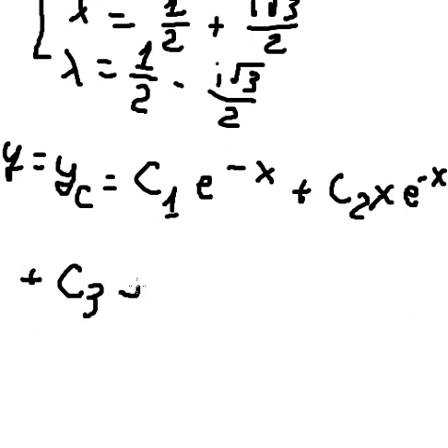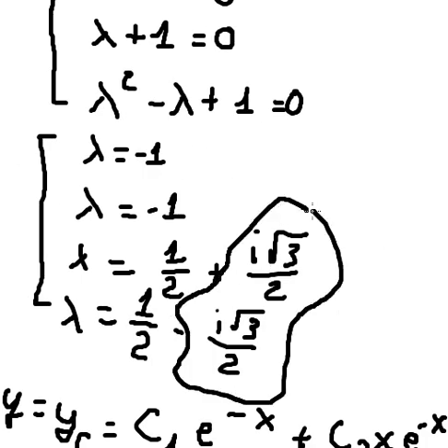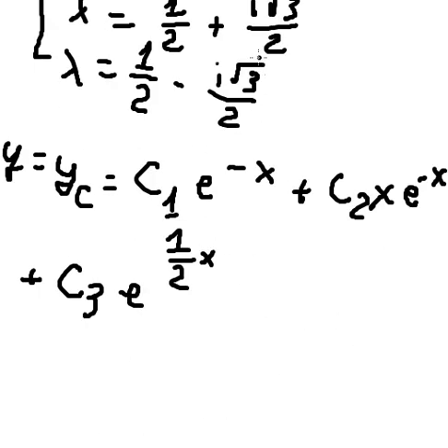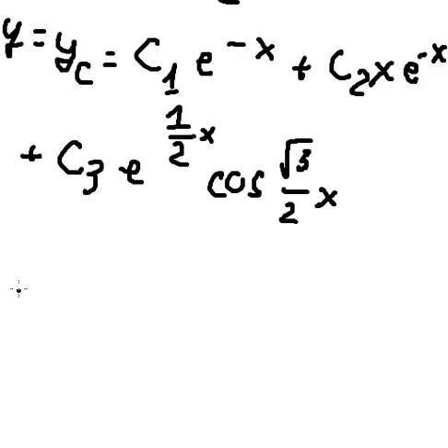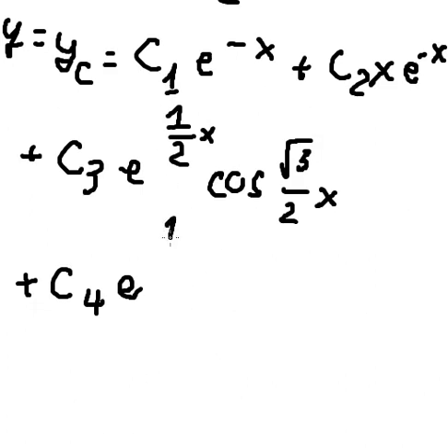And C number 3, e to the power of 1 over 2 s. So in this one we have the complex number in here, so this one we can transform into trigonometry. So that should be cosine of the square root of number 3 over number 2s. And the second one, C number 4, e to the power of 1 over 2 s sine of the square root of number 3 over 2s.